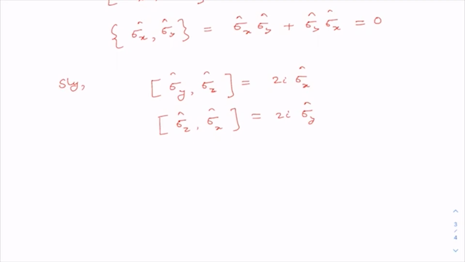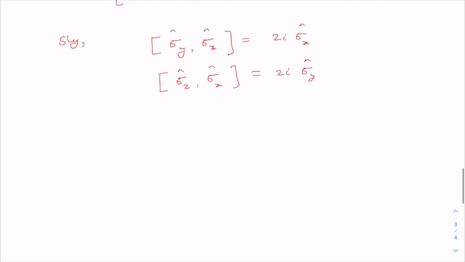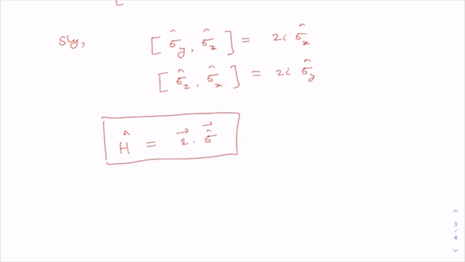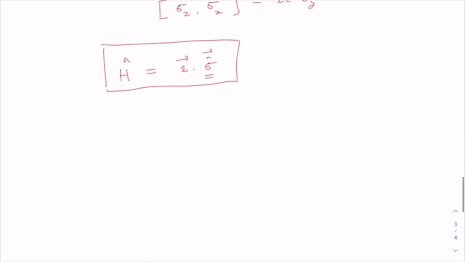Let me now discuss the dynamics of a two-level system when it is not driven by any external drive. The system is described by this Hamiltonian, H is equal to epsilon dot sigma, this Pauli vector. To know the dynamics of the system, we have to find out how the Pauli vector sigma evolves in time. We can work out how the Pauli vector evolves in time by using the so-called Heisenberg equation of motion.